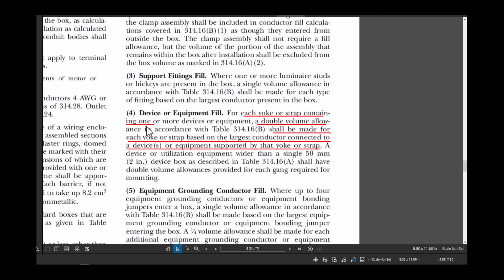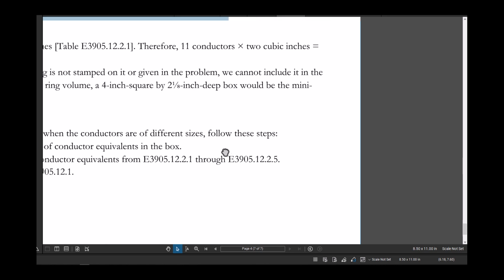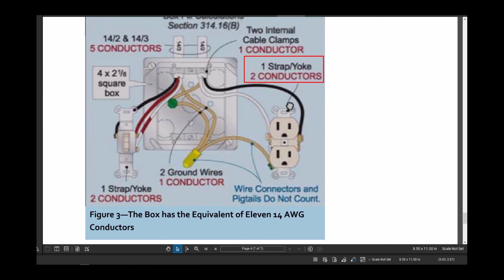device or equipment fill: for each yoke or strap containing one or more devices or equipment, a double volume allowance in accordance with Table 314.16(B) shall be made for each yoke or strap based on the largest conductor connected to a device or equipment supported by that yoke or strap. To summarize what it says here, if we have one yoke or one strap, we just count it as two conductors based on the largest conductor.